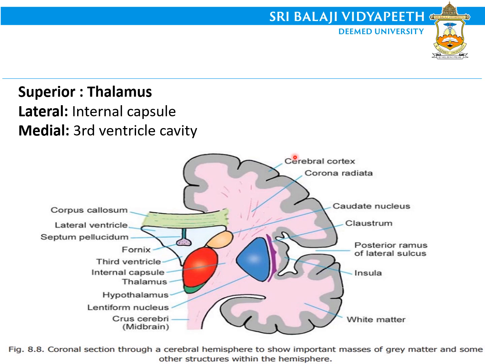Again, this is a coronal section of the brain. Now this is the third ventricle here, this is the thalamus, and here is the hypothalamus. And this is the caudate nucleus, this is the lentiform nucleus, and between these structures is the internal capsule. So the hypothalamus is situated below the thalamus, so superiorly is the thalamus, and laterally you have the internal capsule here, and medially is the third ventricle.